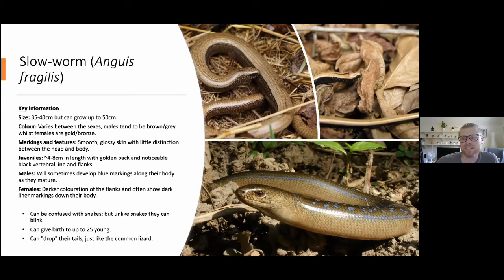The juveniles, they're born live, just like common lizards. They're born about 4 to 8 centimeters in length, so very small, really fantastic golden color with these jet black flanks and this jet black vertebral line as well. So a bit out of focus, but you can very clearly see that line starting at the top of the head, extending down the length of the body.